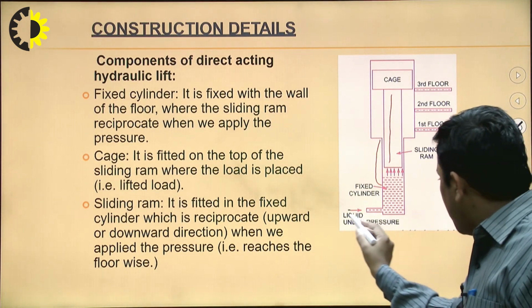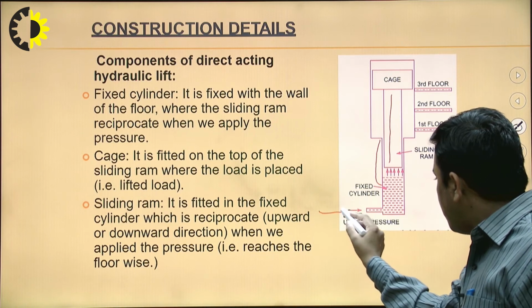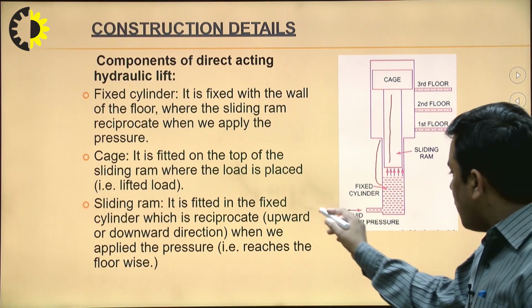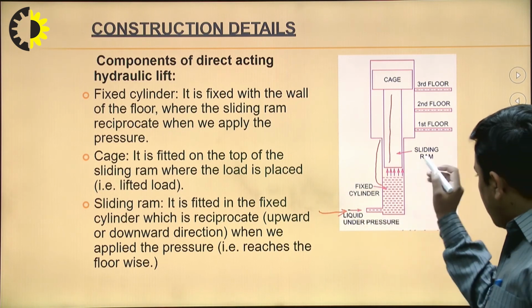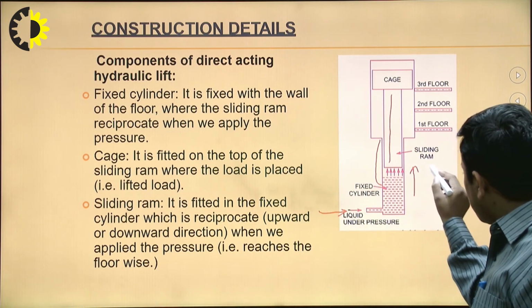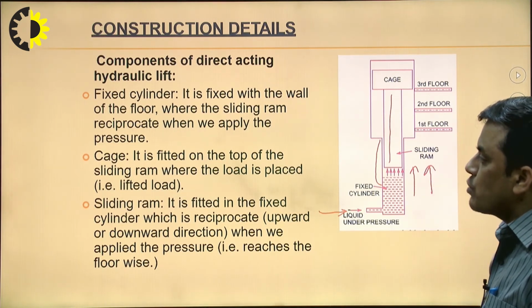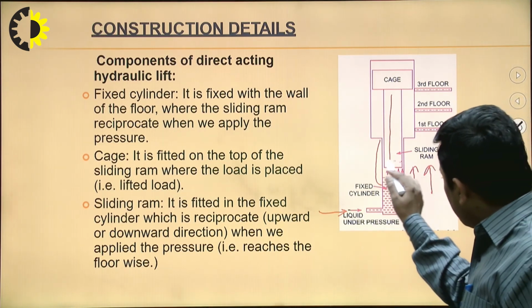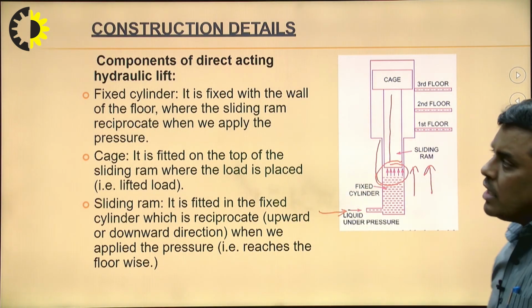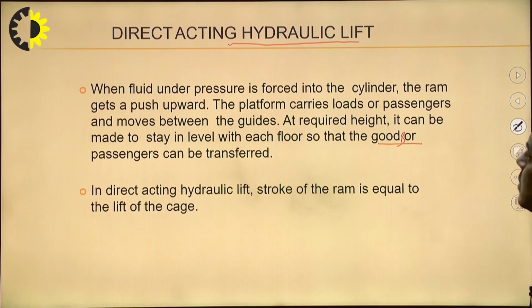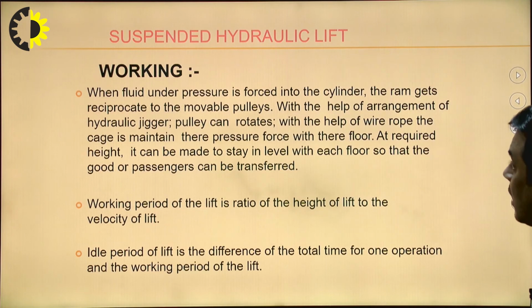So, here what we are observing is that high pressure fluid, either from the accumulator or from the pump, is coming in, and this fluid is maintaining the upward motion of the ram, the upward motion of the cage. So, directly the fluid is coming into contact with the ram. That is why we are saying this is which type of lift? Direct acting hydraulic lift.